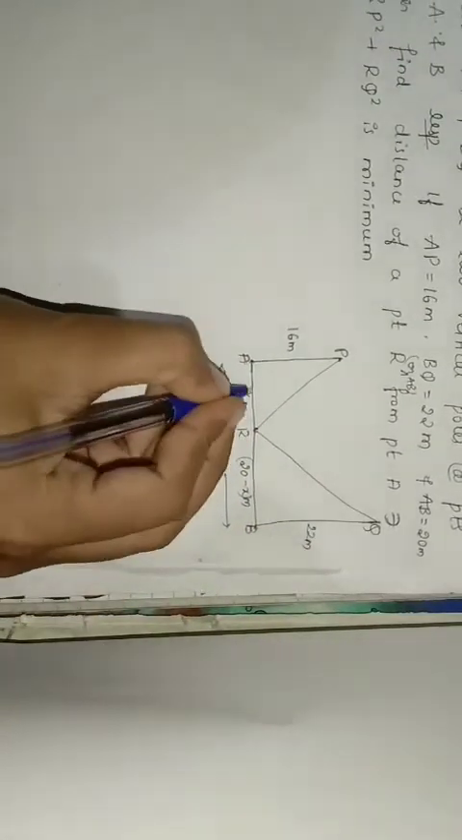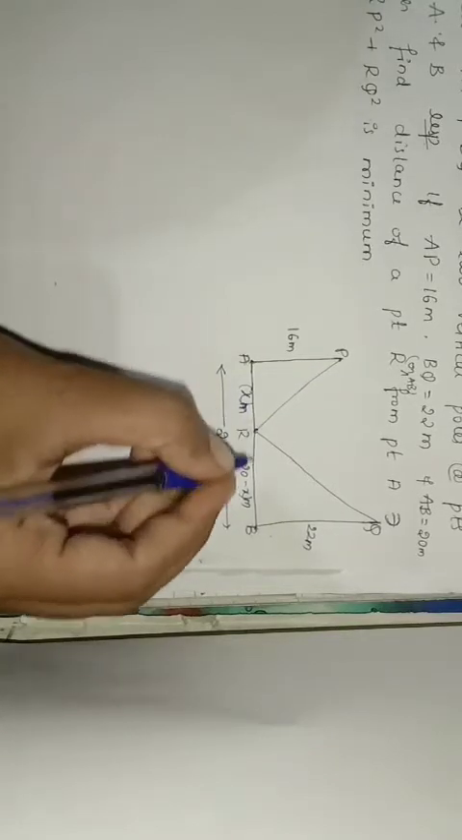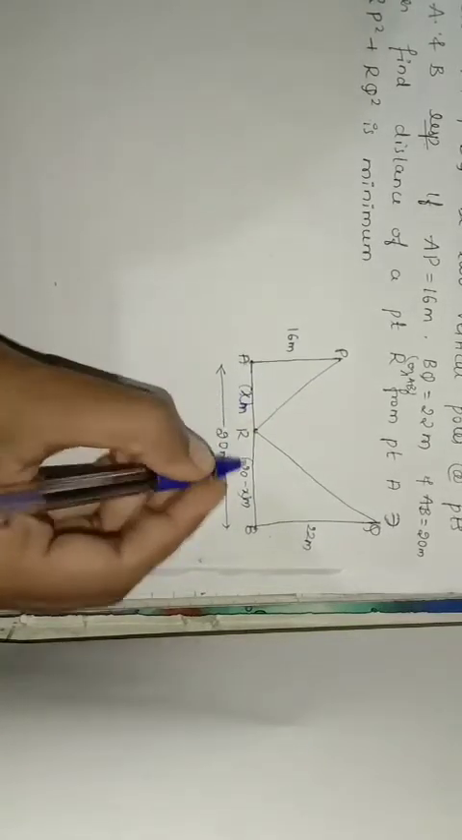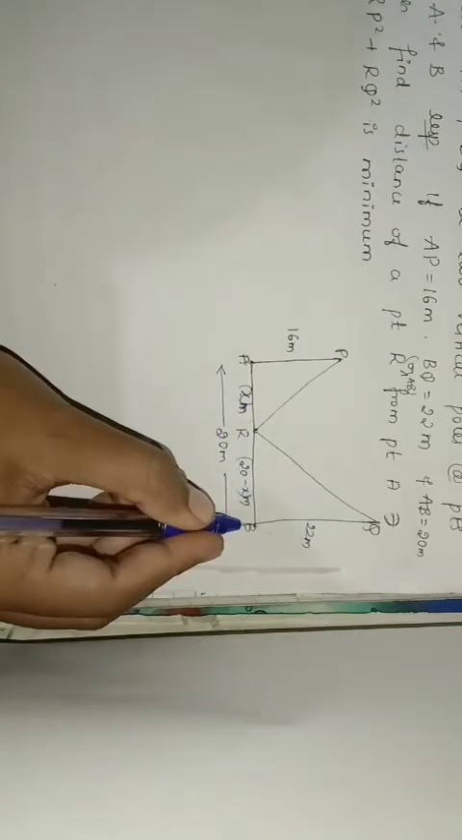Okay, so suppose this is x meter, we don't know what this x is, we have to find out. Okay, so if you find out this x, we will get this one also. If we do 20 minus x, we will get RB also.